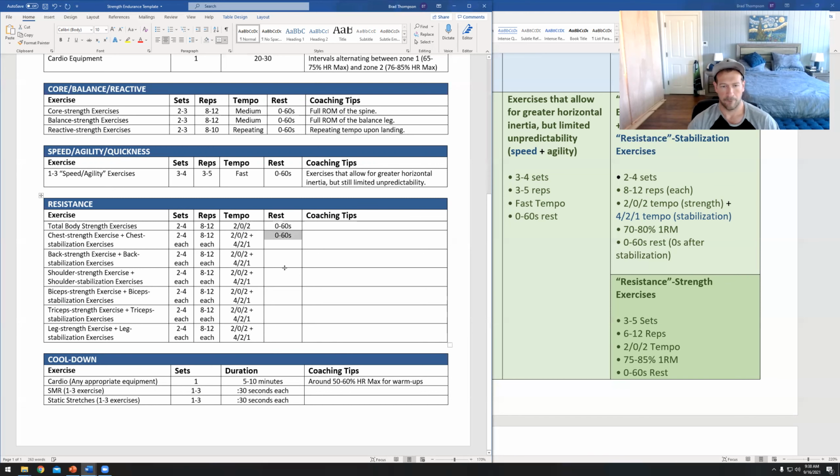What's this picture of here? What is this? Is it a magazine? All right, I'm not gonna pay attention to that.